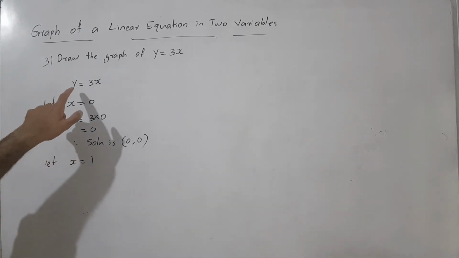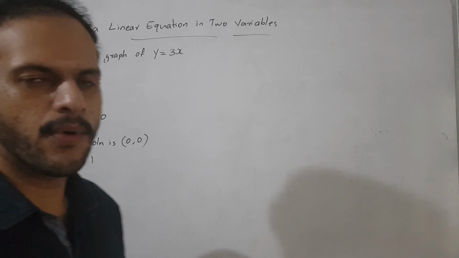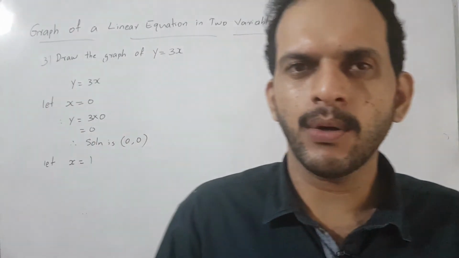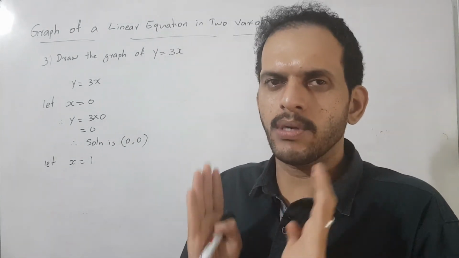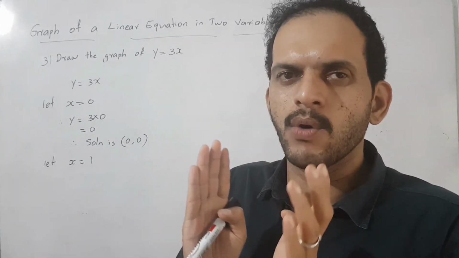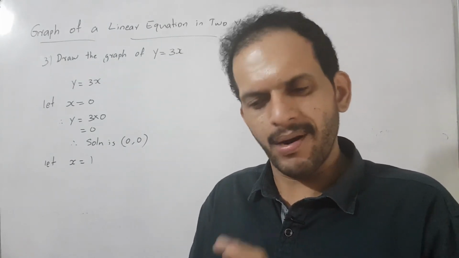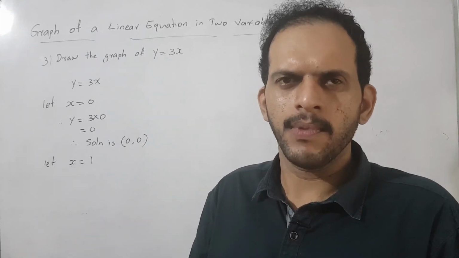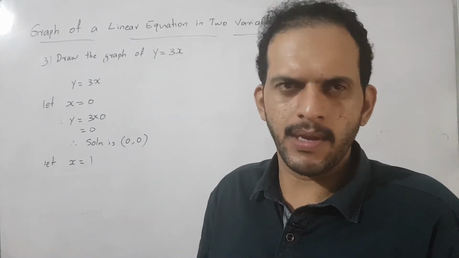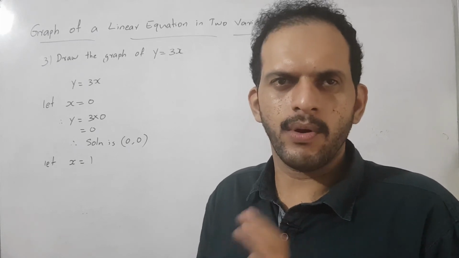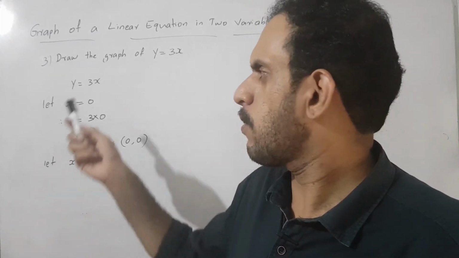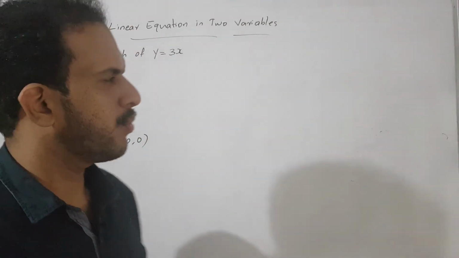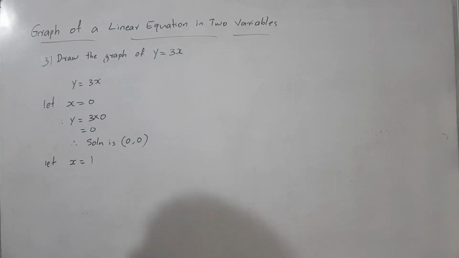Here it is very clear, y is equal to 3x is not in the standard form, correct? y is equal to 3x is not in the standard form, but I told you for finding the solution it is not necessary to convert into the standard form. What is given, use it directly. It's not necessary to convert into standard form for finding the solution or for drawing the graph also. That is why we do not make any changes in the given equation.